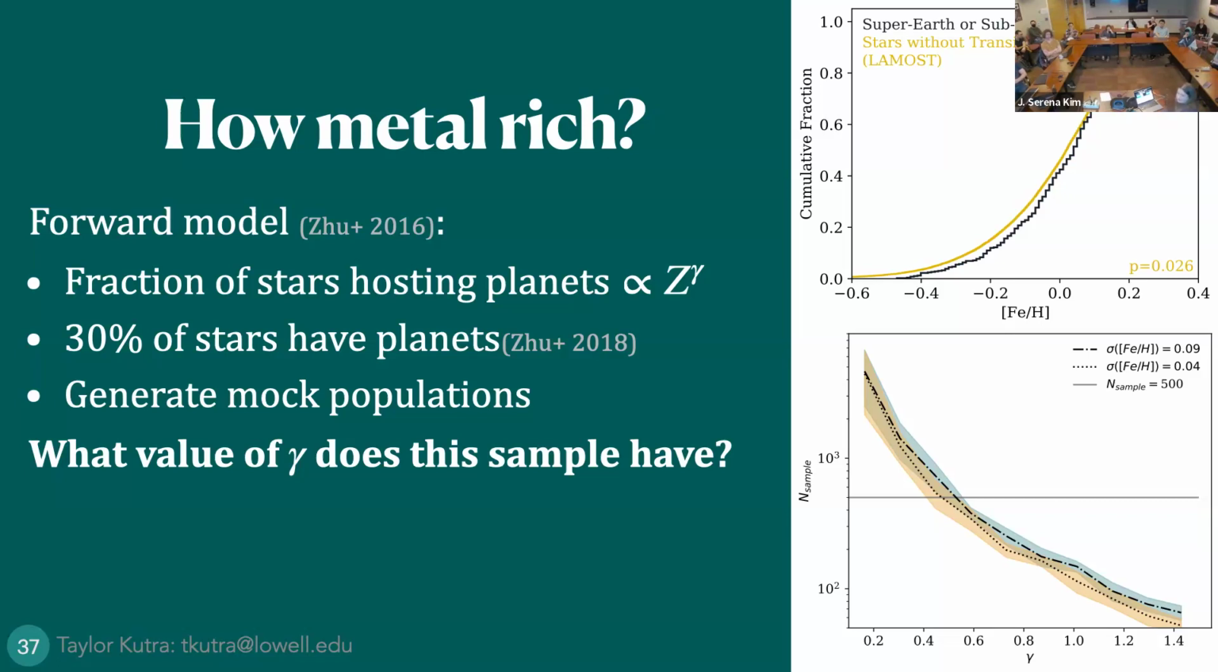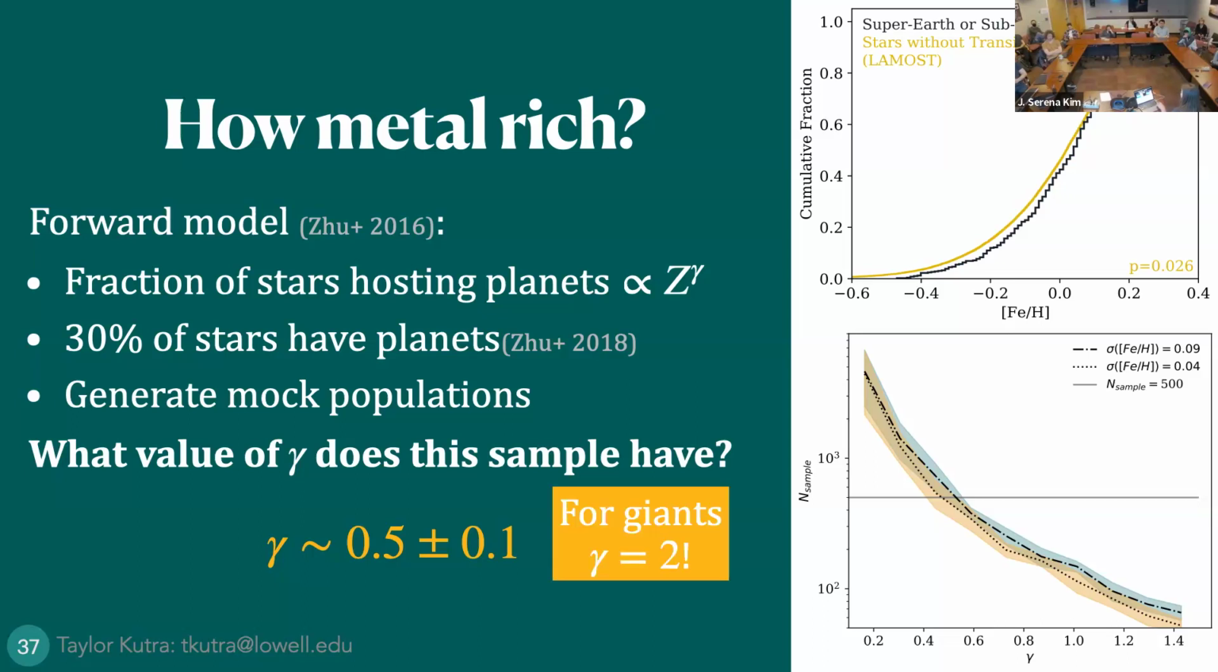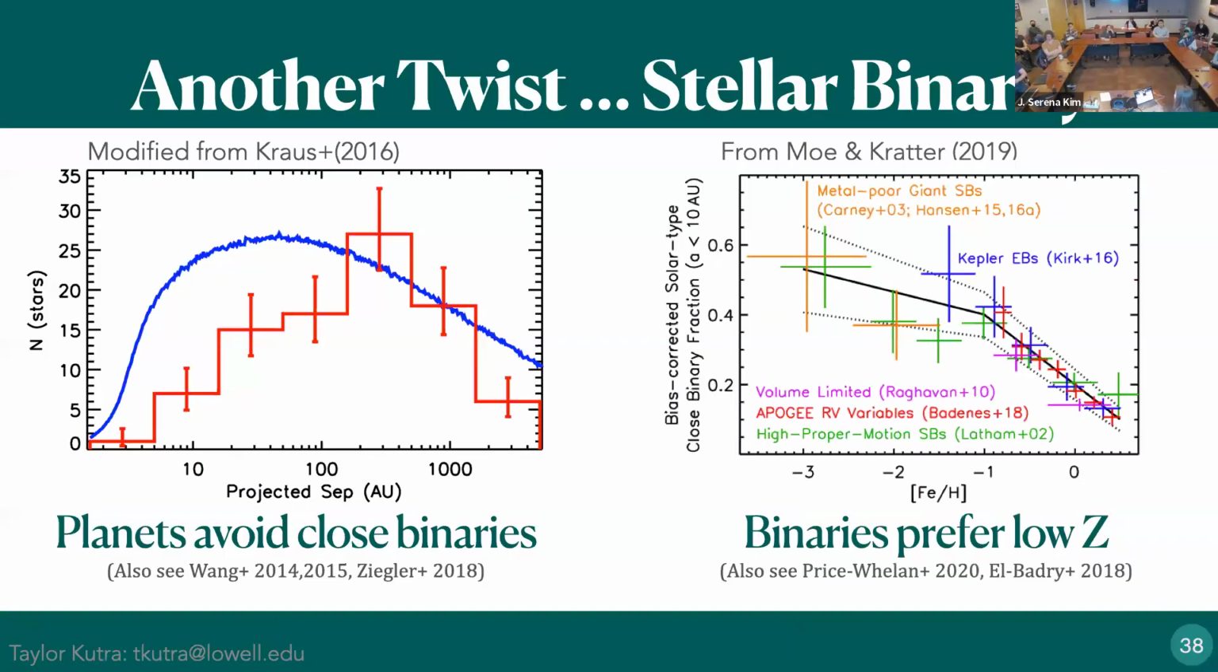And so we did that. We made this forward model and we compared it to our sample size. And we figured out that this value gamma is about half. And for reference, for giants, it's 2. So it's markedly weaker than for the giant planets. And so we introduced one more twist to try to explain this difference, and it's binarity.